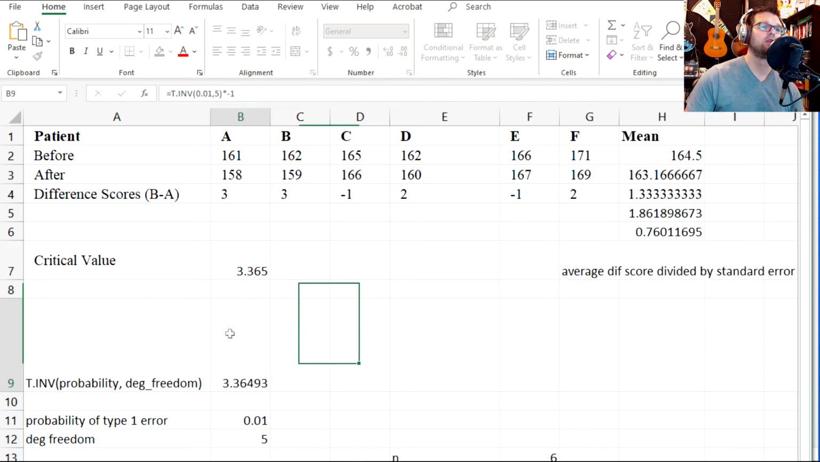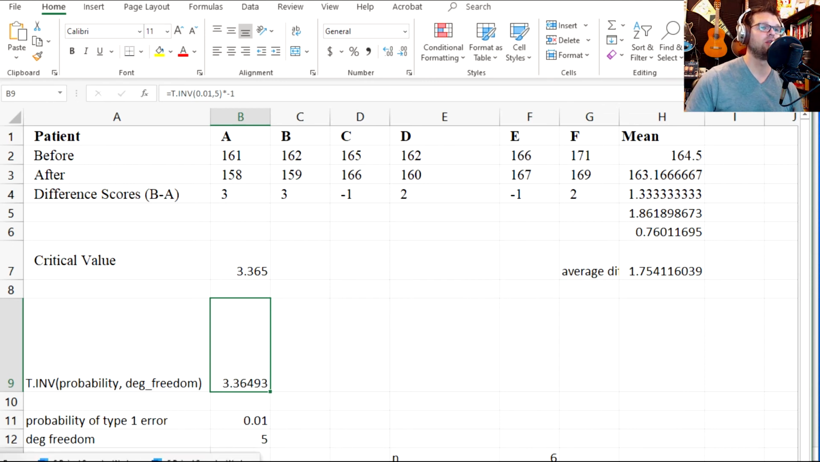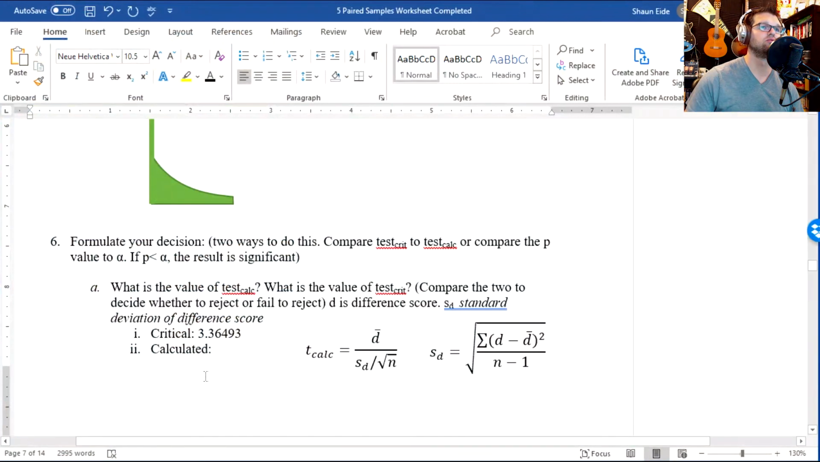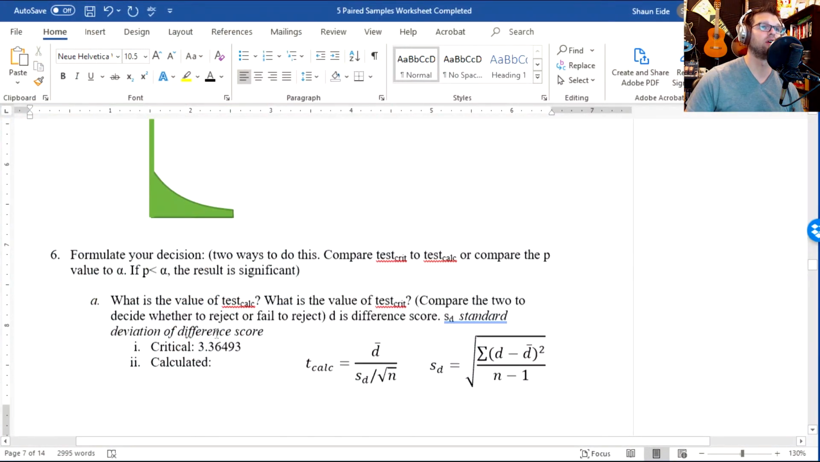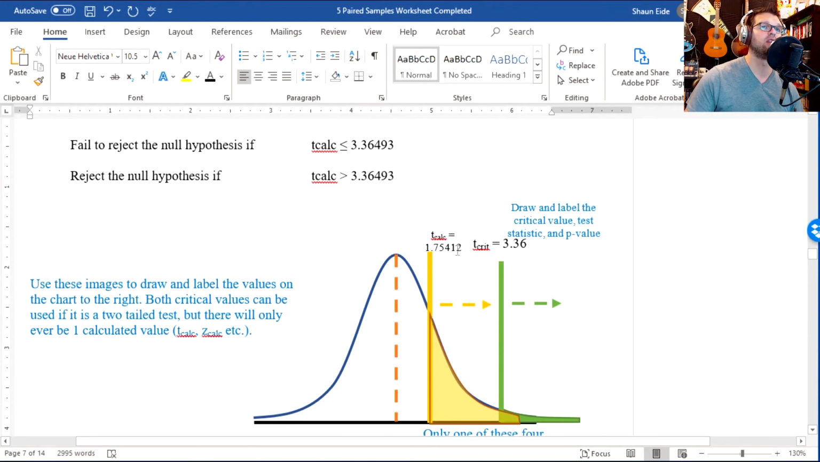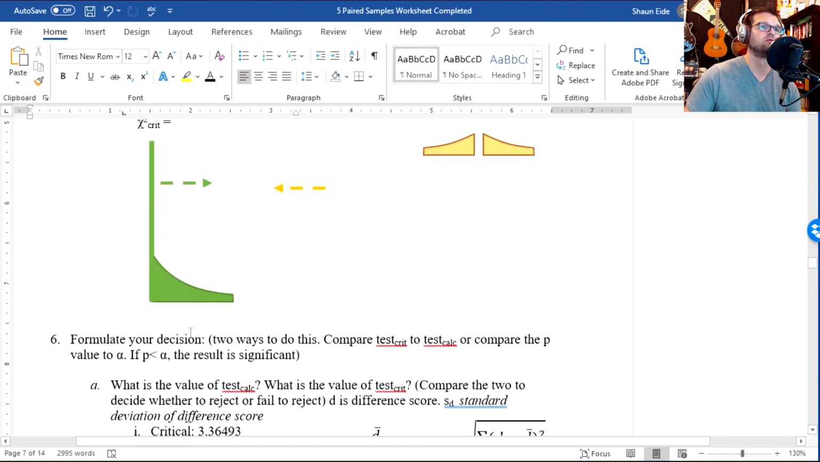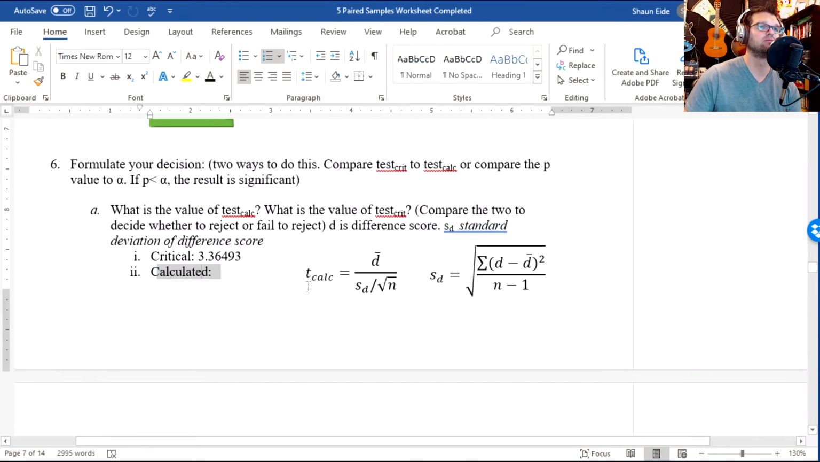Okay, so coming back to the Word document, we've got the critical value right there, like we said, and then we also have the calculated value of 1.75412. So I'm going to put that right there.